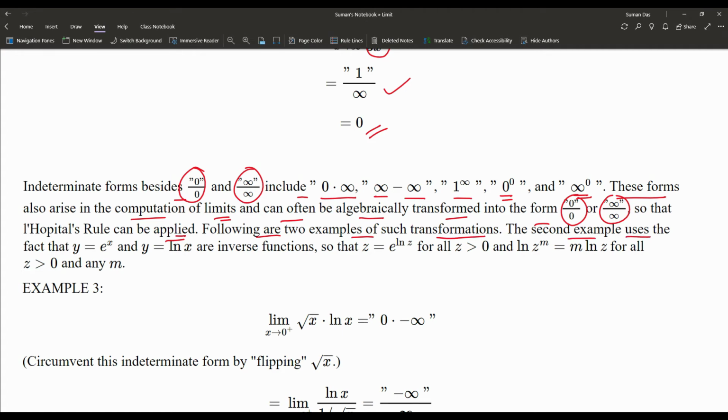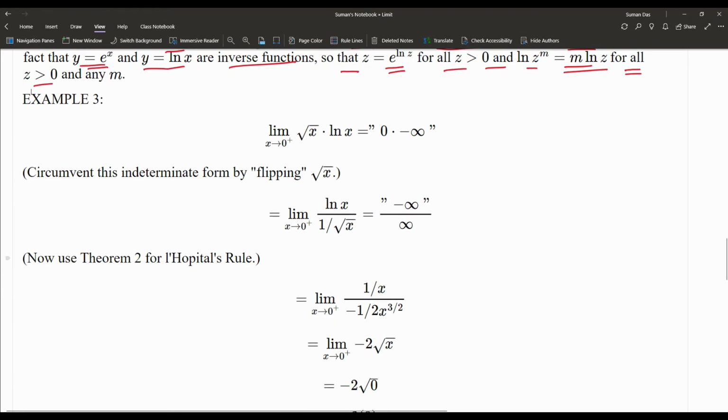The second example uses the fact that y equals e to the power x and y equals log x are inverse functions, so that z is equal to e to the power log z for all z greater than 0, and log z to the power m is equal to m log z for all z greater than 0 and for any m. Let's check the third example.